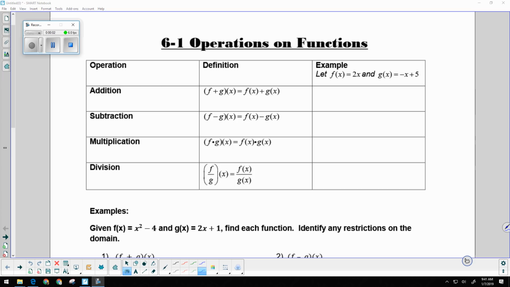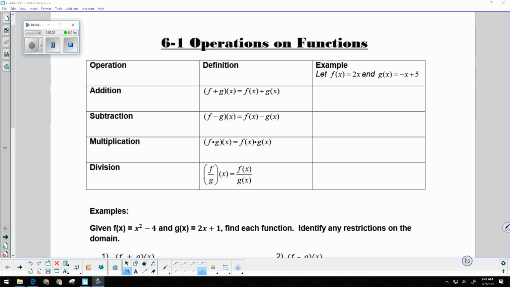Hello and welcome back. The first lesson we're going to talk about here, first semester, is in Unit 6, Section 1. It's called Operations on Functions. Now, one of the things that's important here is the word functions. Everything you see today will be in function notation.